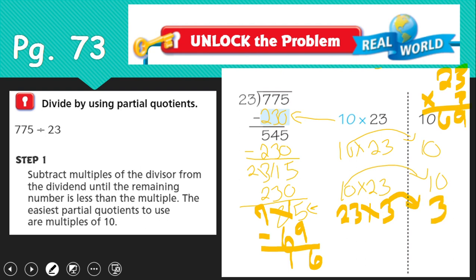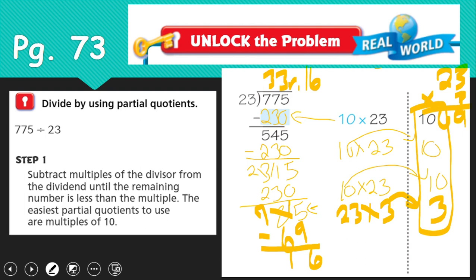Awesome. So what we have here is our quotient. And you can look at it here. You want to add all these things, all the groups of 23 that you tracked here. So 10 plus 10 plus 10 plus 3 gives me 33. That's my quotient. 33, remainder 16. So that is how you do partial quotients.